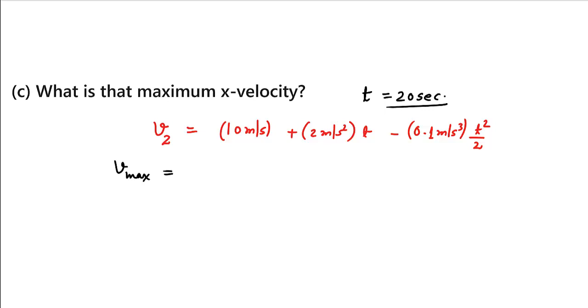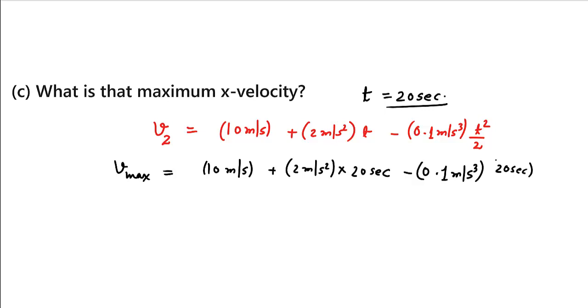So what is this value? This is 10 meter per second plus 2 meter per second square times 20 seconds, minus 0.1 meter per second cube times 20 seconds squared divided by 2. If you calculate, this comes to 30 meter per second. This is the maximum velocity that the car will attain, and it will be attained at time t equals 20 seconds.